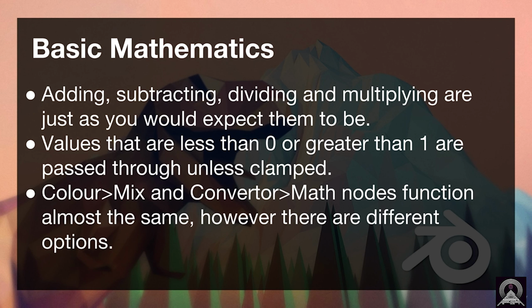We will also see that the color mix and converter math nodes function almost the same. However, there are different options. They've both got add, subtract, divide, and if you use them, you're going to get exactly the same result if you leave everything as standard. We'll have a quick look at that. But when you're dealing with images, it's probably best to use just the mix node. So let's go play with some basic mathematics now and hop on over into Blender.